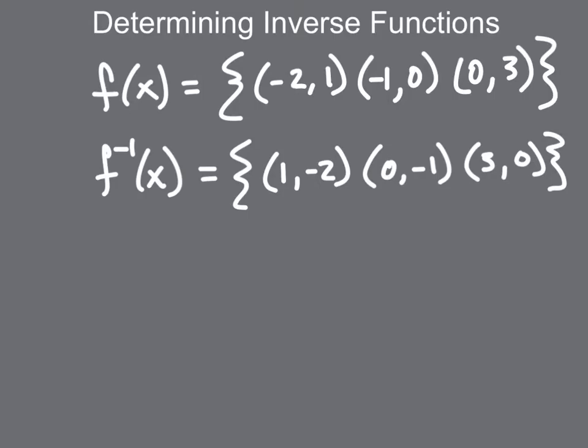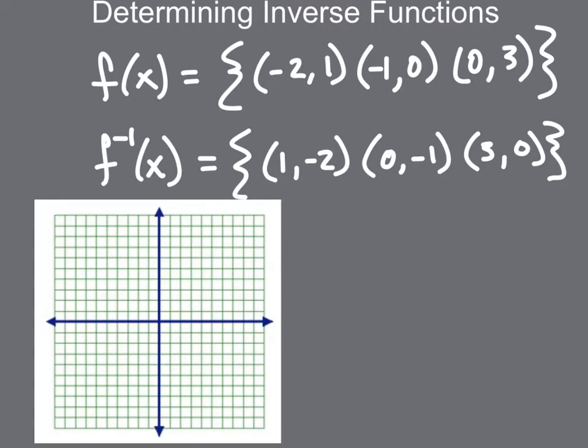Let's look at a graph of this function. So if I graph my function f of x here in red, let's graph the point (-2, 1), (-1, 0), and the point (0, 3). Now, if I graph our inverse, f inverse of x, let's do that. We've got the point (1, -2), (0, -1), and then you have the point (3, 0).